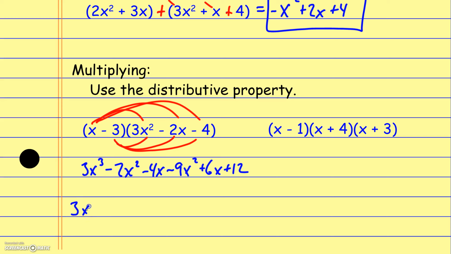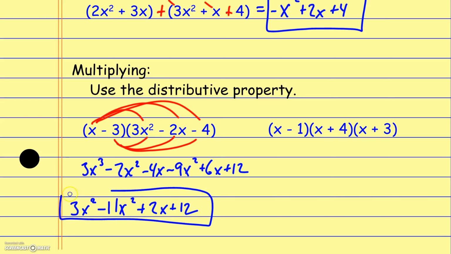The x squareds are like terms, so that's going to give me a negative 11x squared. The negative 4x and the plus 6x is a plus 2x. And everything else just kind of tags along for the ride. And that's it. All right.